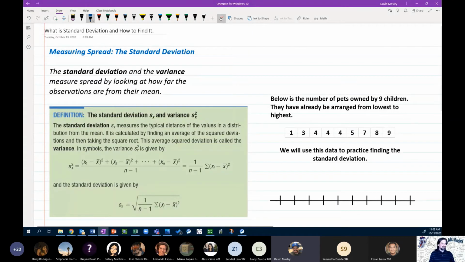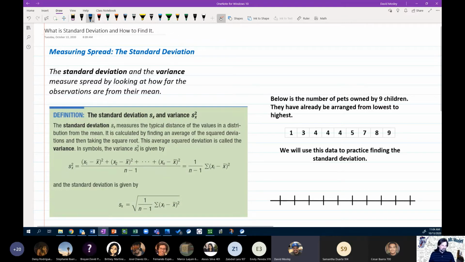Standard deviation is another way of measuring spread. All right? Standard deviation and the variance measure spread by looking at how far the observations are from their mean. So this is a way of measuring spread based on the mean. We already talked about a way to measure spread based on the median, which is our other measure of center, and that's using the IQR, quartiles, right? That's another way of measuring the spread. So we have one way to measure spread based on the median. Now we're looking at a way to measure the spread based on the mean.